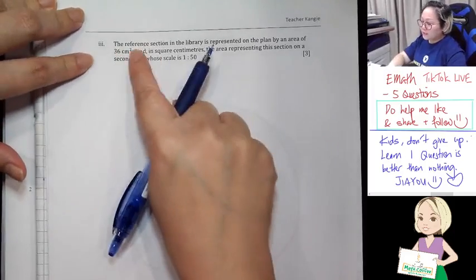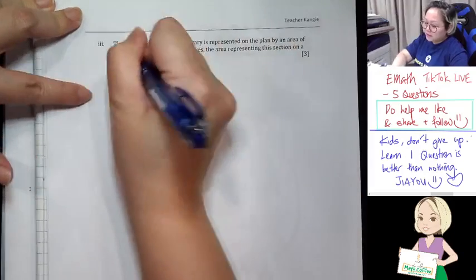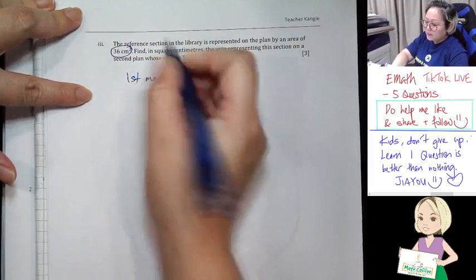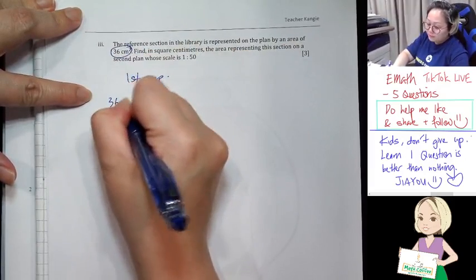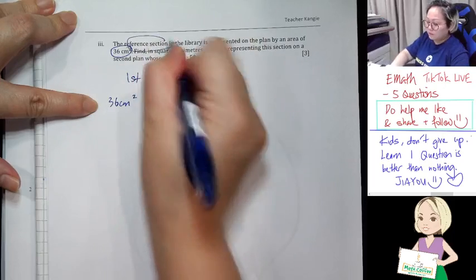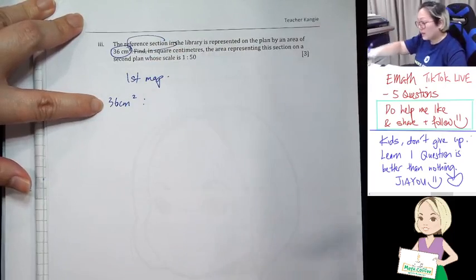So now over here they say that the reference section is represented on the plan by an area of 36 cm square on the first map. They say 36 cm square represents the reference section. Okay? Then they say, find in square centimeter when you change to another second map.